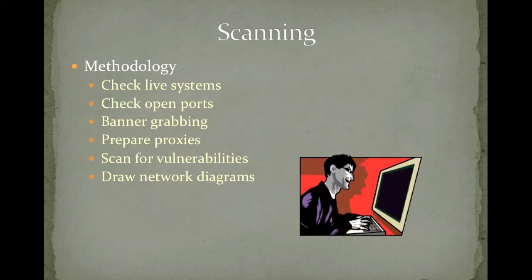You want to prepare your proxies, in case you're a suicide hacker, so you remain anonymous to your victim. You want to scan for vulnerabilities. This is only done in an internal network because it's very noisy and it's very easy to get caught by the intrusion detection system or intrusion prevention system or the network administrator. You want to draw network diagrams if you're a penetration tester, because of course a hacker isn't just going to give you a detailed network diagram of your network.